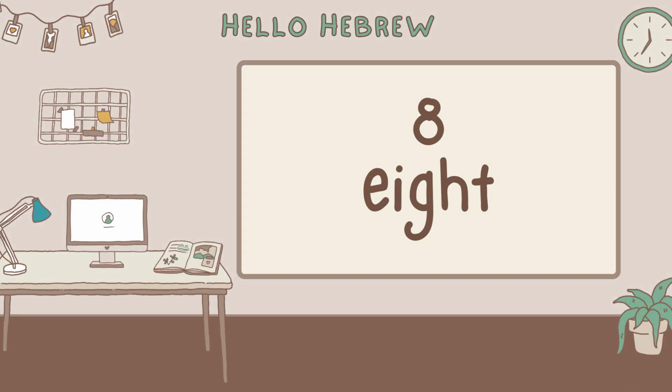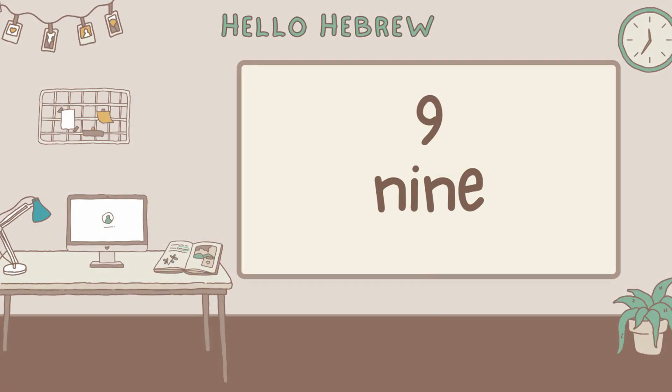Here's how to say it. 8. First, just listen, say. שמונה. Now listen, then repeat. Remember to speak aloud. שמונה. Say 8. Once again, שמונה. Okay.